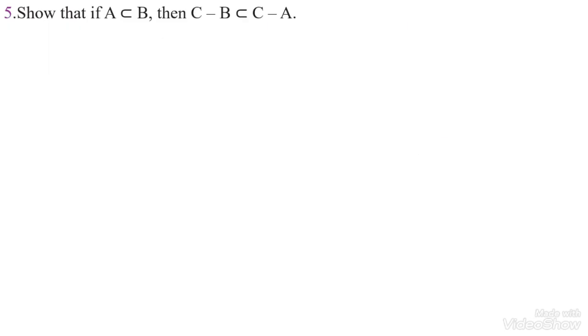Next, question number 5. Show that if A is a subset of B, then C minus B is also a subset of C minus A. Okay. Now, I will take one example, and based on the example, I will show you. Let A be a subset. A is a subset of B means A is smaller than B. So, the elements of A are 1, 2. Again, B is the main set, so it contains the elements of A also: 1, 2, 3.